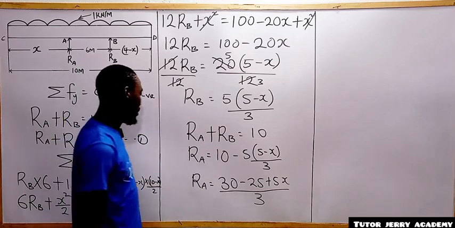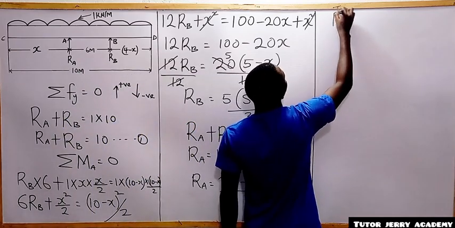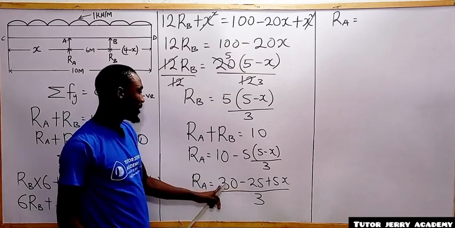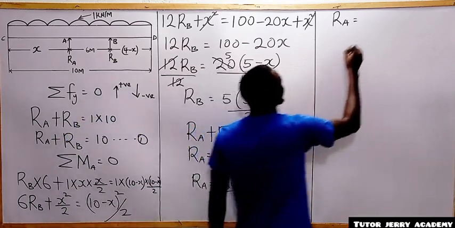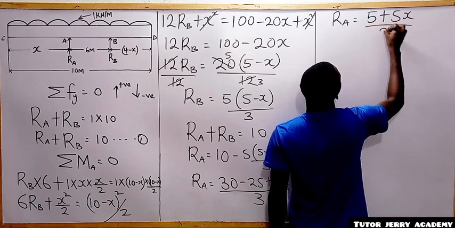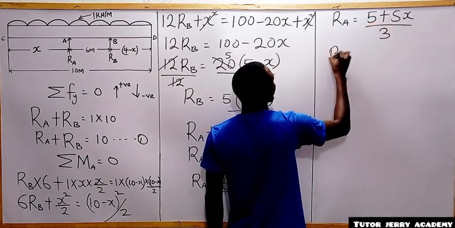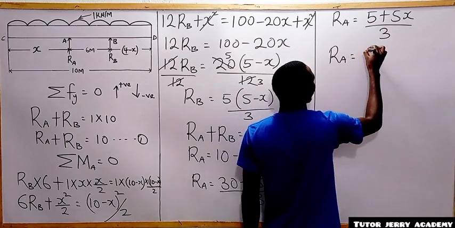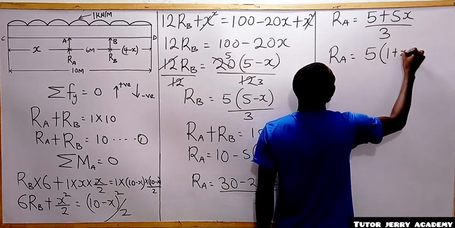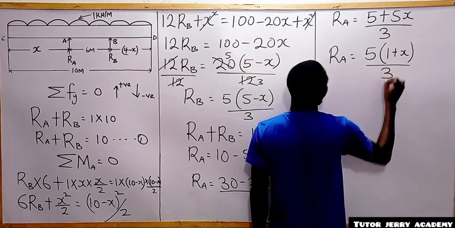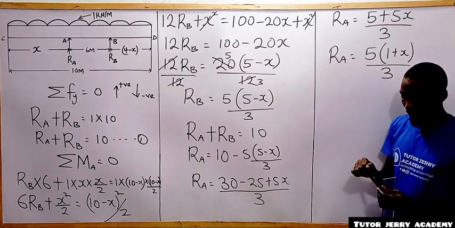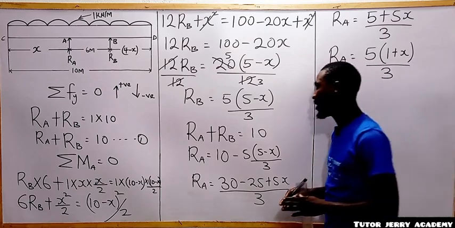So if we continue with this, we're going to have our reaction at A equal to 30 minus 25, that is 5, plus 5s all over 3. Which we can further write as RA equal to 5 into (1 plus s) all over 3. All right. So we are done with reaction at A and reaction at B.